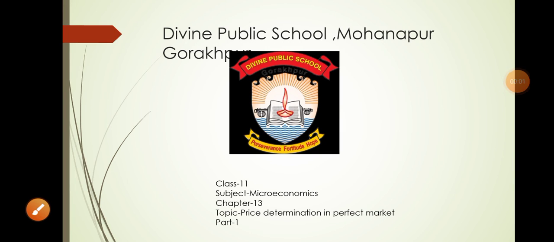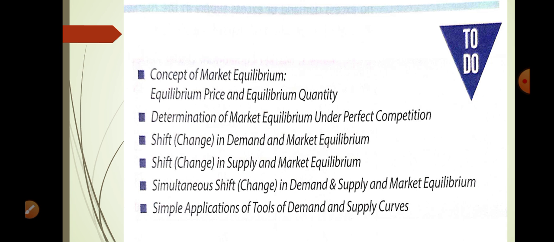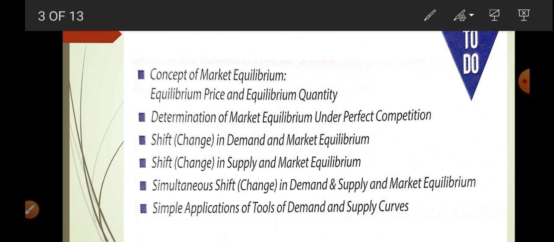Hello, class 11th students. Today I am going to start chapter 13, the last chapter of microeconomics. The topic is price determination in a perfect market. This is part 1. In this chapter we are going to discuss how to determine price in perfect competition.